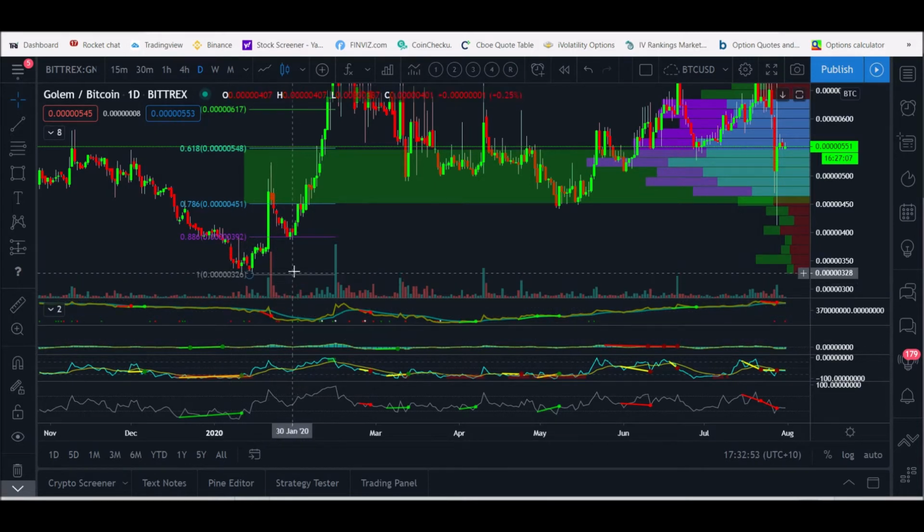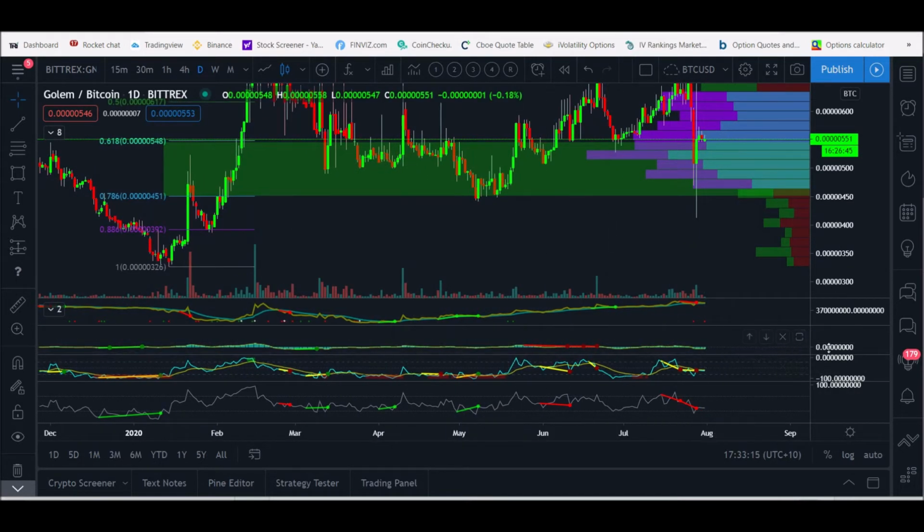Did we leave any gaps on the way up? So it shows that we do have a tiny gap here, which actually coincides with the bottom of this wick. So if I was to put a bid in, I'd probably be looking at somewhere around the 417 sat mark.